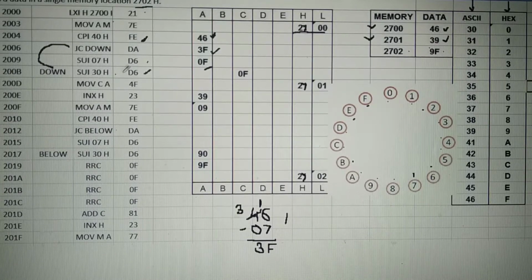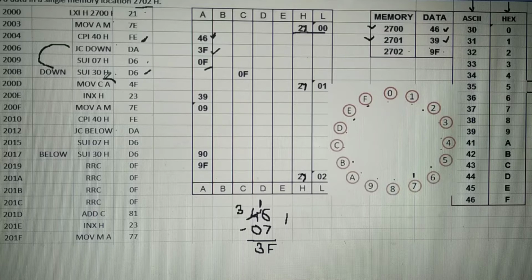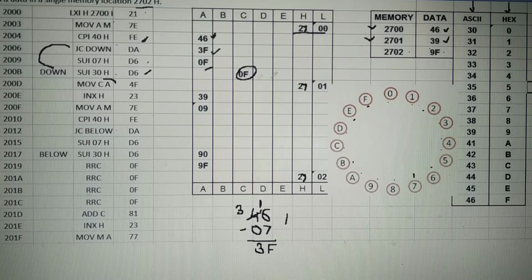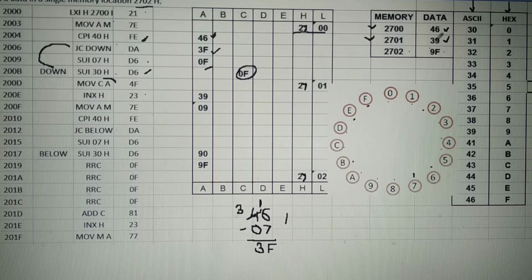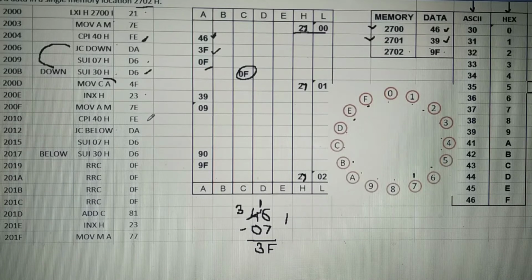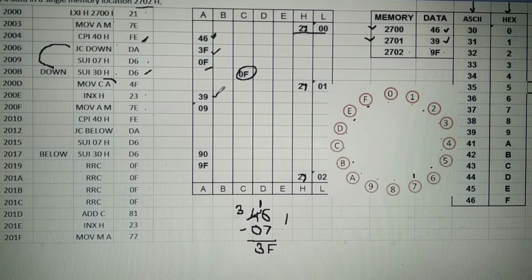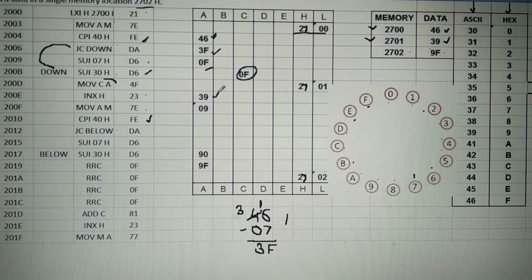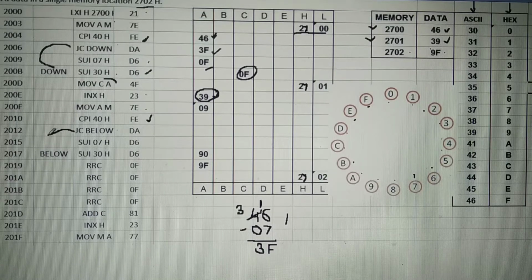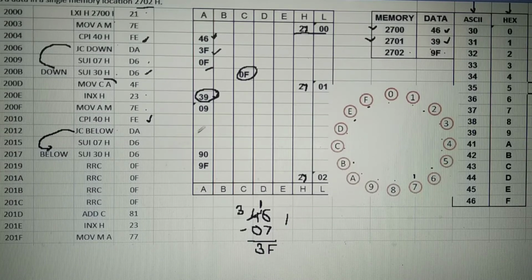So you have to transfer it to one of the general purpose registers. This is taken to register C. Move A to C. Go to the next memory location with INX H. Bring that number to the accumulator with move M to A. Here you will get 39. Compare immediate with 40. Here 39 is less than 40, therefore the carry flag is set. As the carry flag is set, execute the instruction given at the label below. Subtract 30, you will get 9.